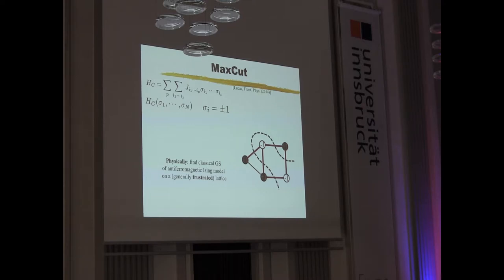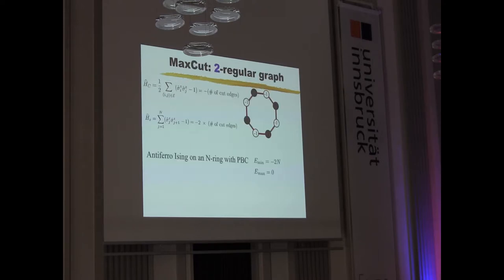Viewed in this physical way, you can write the Hamiltonian easily. It is essentially sigma z i, sigma z j minus one. When it is antiferro, this is minus two, you divide by two, you get minus one. If you argue for a second, this is minus the number of edges you cut. You want to minimize it. It's called max cut, but we physicists like to minimize things.